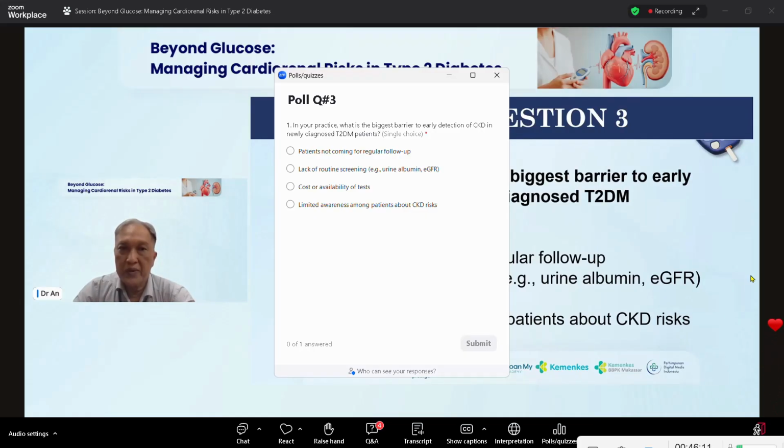We have to take poll question 3. In your practice, what is the biggest barrier to early detection of CKD?